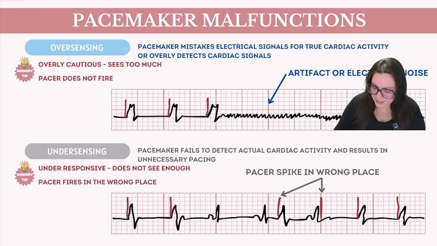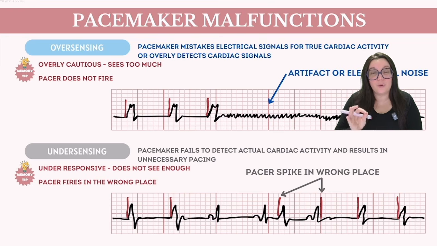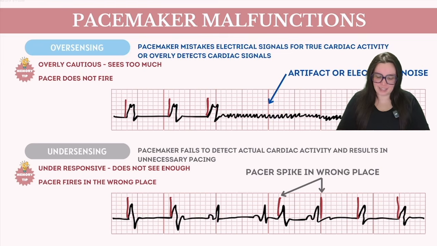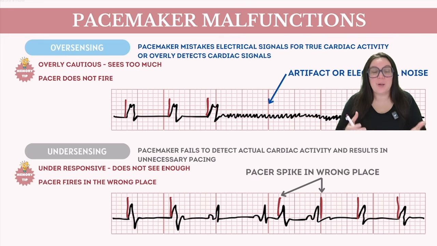So as we can see from our 6-second strip, we've got a couple areas that are a little bit concerning, right? We have a pacer spike that was right before this QRS, almost in the QRS. And then we have another pacer spike that's in between our QRS and our T wave. These are both really vulnerable situations. So if we don't address this, this can actually lead to lethal rhythms. So a helpful mnemonic in order to remember both of these is overly cautious and under-responsive. Overly cautious refers to oversensing, where the pacer sees too much and may halt pacing unnecessarily. And under-responsive refers to undersensing, where the pacer doesn't even see enough and fails to respond appropriately.